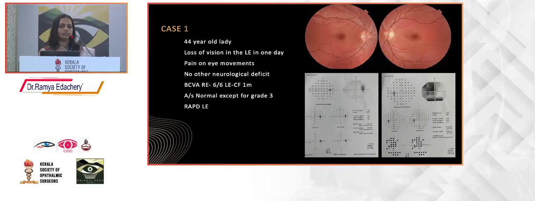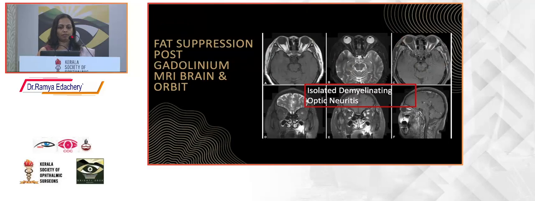So considering this, we will call it left eye retrobulbar optic neuritis. So we sent the patient for an MRI orbit with gadolinium contrast and fat suppression. You can see there is an increased intensity in the left optic nerve, which is enhancing in the contrast. This is the MRI brain, normal. So this is a case of isolated demyelinating optic neuritis. There are no MRI brain lesions.